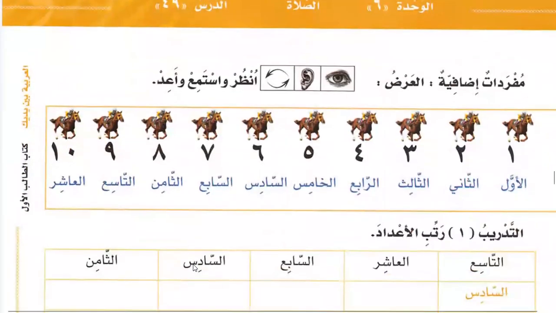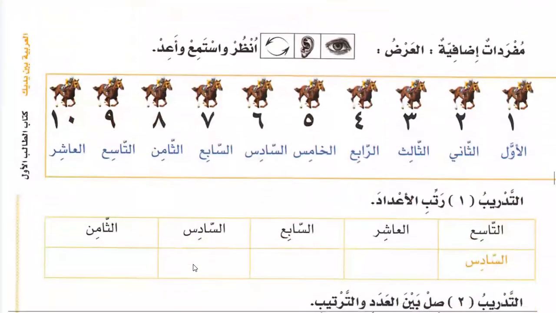Additional vocabulary. Look and listen and repeat. Al-awwal means first, male. Ath-thani, second. Ath-thalith, third. Ar-rabi, fourth. Al-khamis, fifth. As-sadis, sixth. As-sabi, seventh. Ath-thamin, eighth. At-tasi, ninth. Al-ashir, tenth.